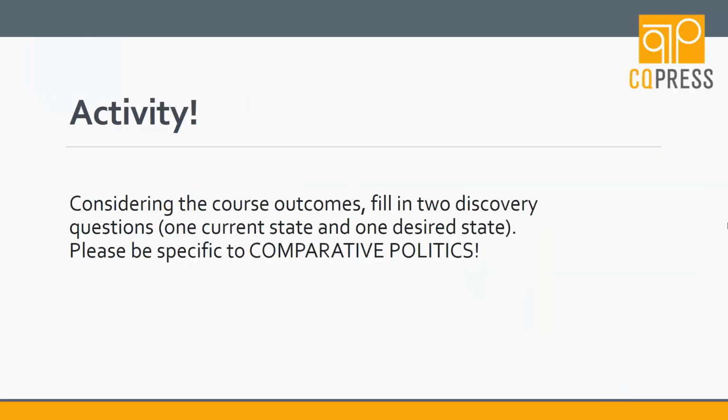Okay, so we're going to have you take a little break now just to make sure that you really are thinking about the course dynamics and course outcomes. We want you to fill in 2 discovery questions. This probably sounds familiar. You just did this with IR. One current state question and one desired state question. Please do not be vague with this. We want this to be really specific. Think about some really comparative questions specific to comparative that you're going to ask when you get into your comparative call this fall. All righty, good luck.